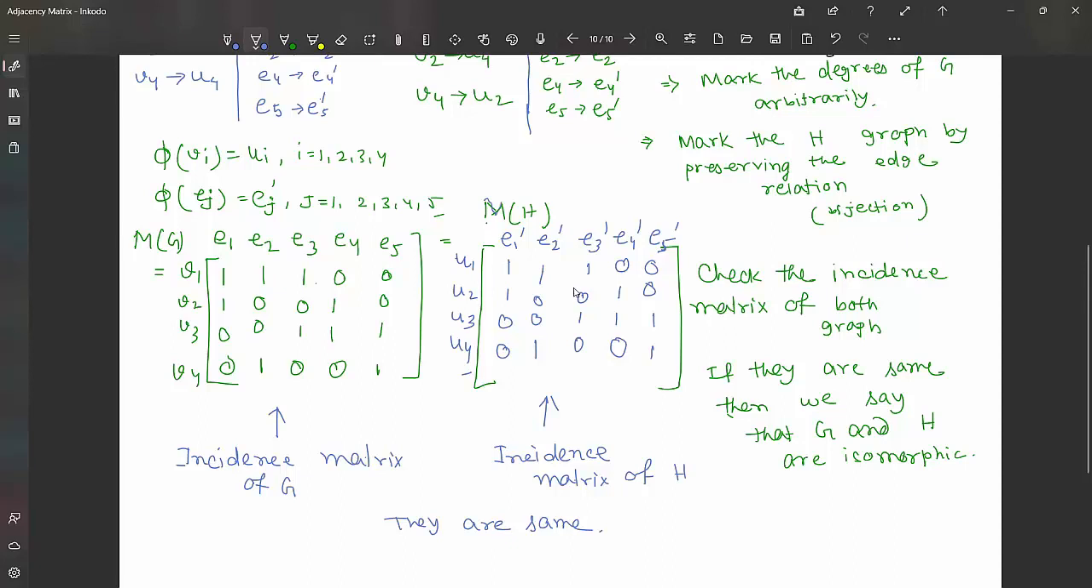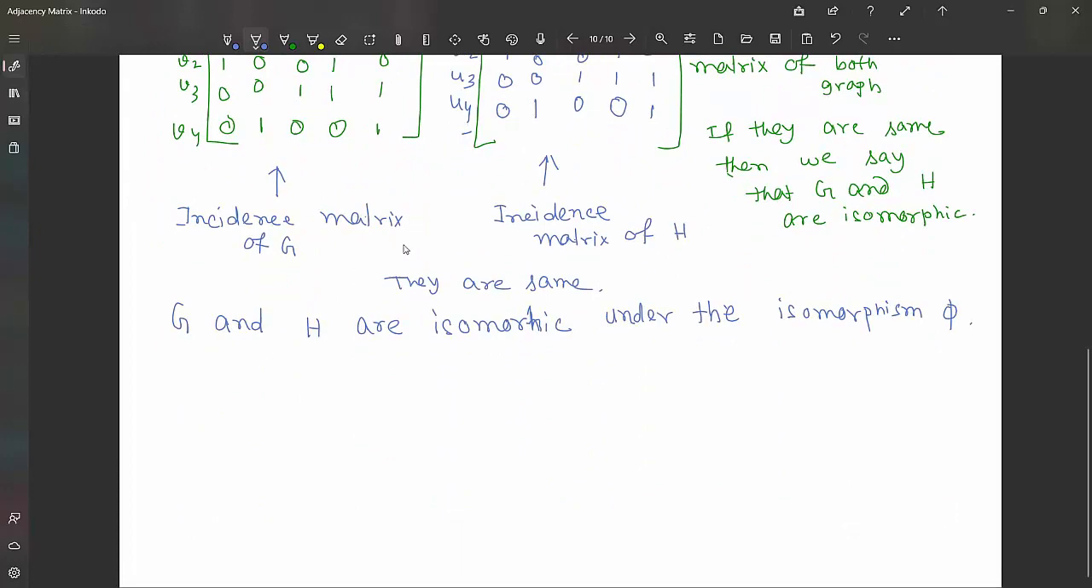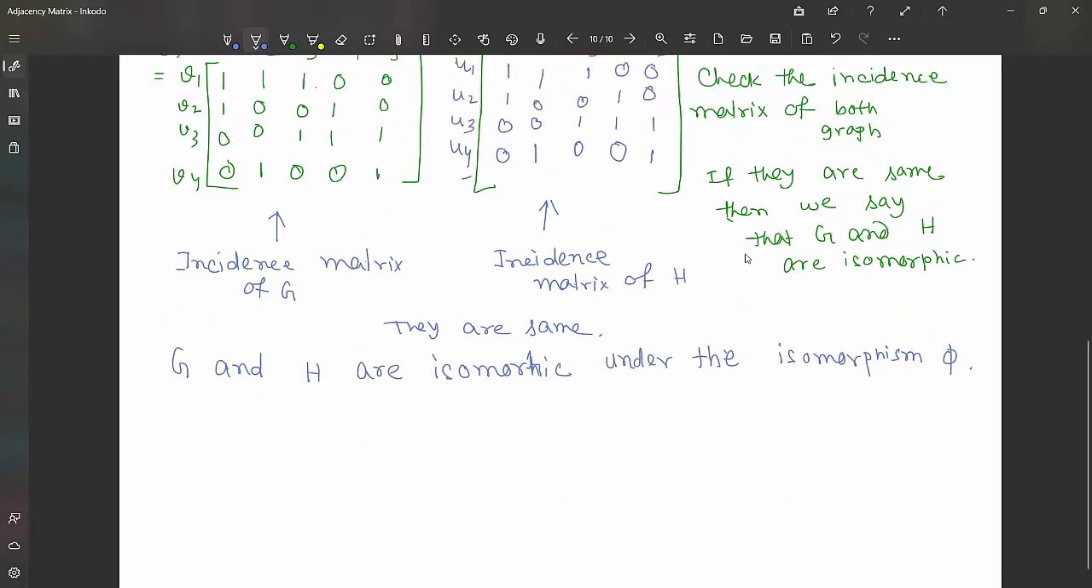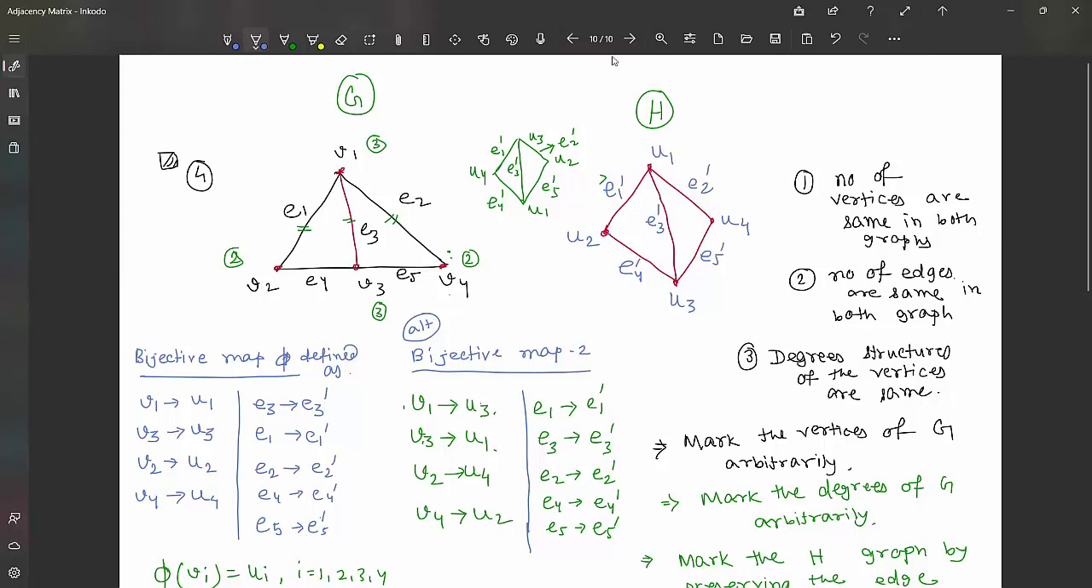So since they are same, we can say that G and H are isomorphic to each other, isomorphic under this mapping. Under the isomorphism phi. So phi is that mapping. So the mapping is called the isomorphism, and G and H are called isomorphic. Okay. So this is one of the problems from the isomorphism of graphs.